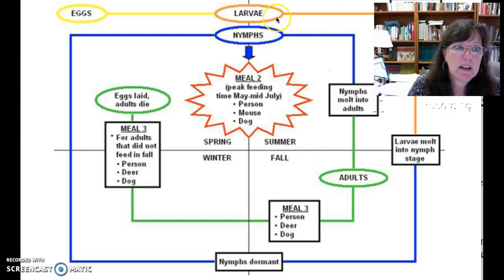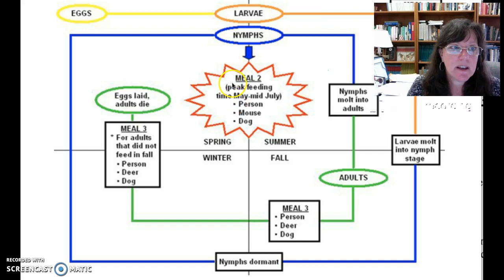So at the time of hatching, the larva is not infected. It's going to get infected, perhaps, when it has this first blood meal. And if it doesn't get infected at this point, it may get infected during the second blood meal in its second year. If a larva is infected and its next meal is a person, then that person has a high probability of contracting Lyme disease.